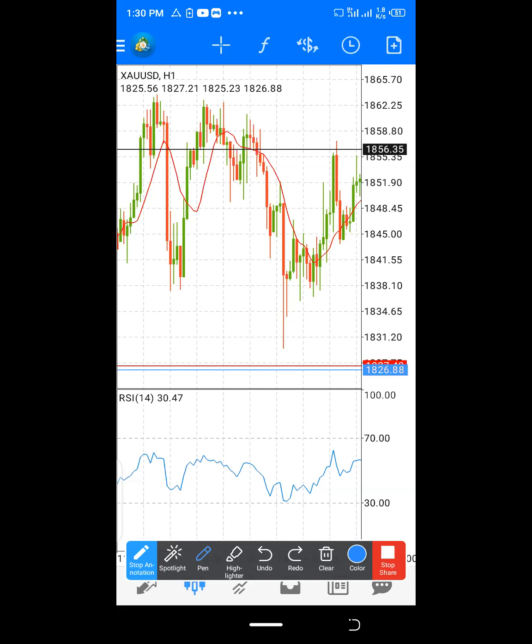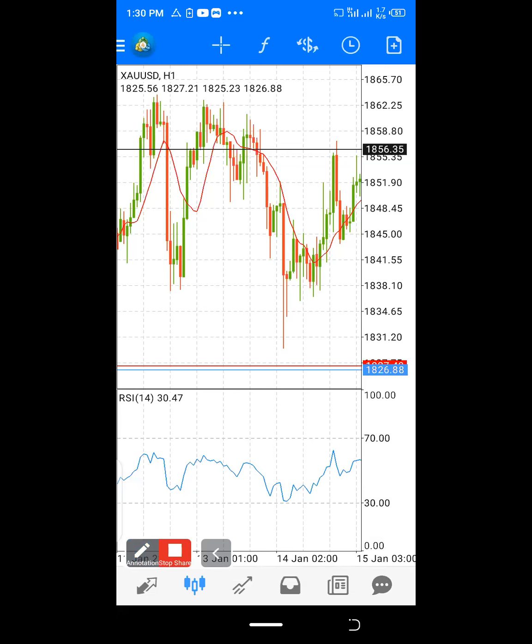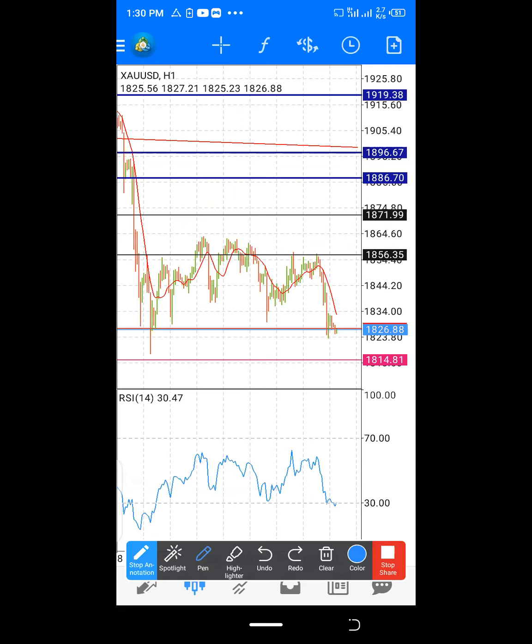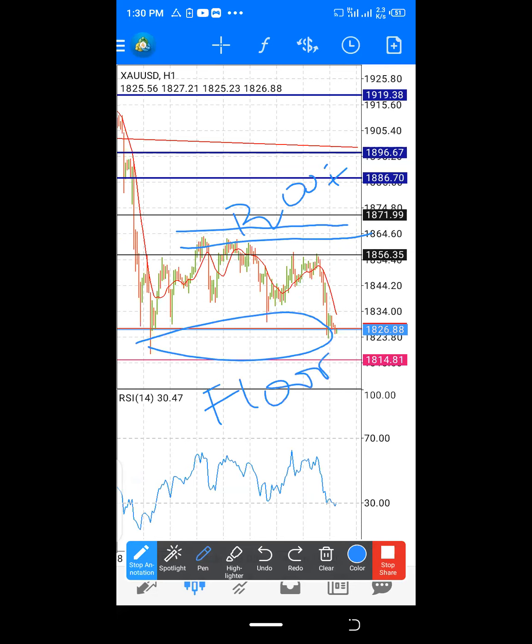All right, so at least with this illustration, you should be able to identify that, okay, at all these points here, you can see this zone. This zone is my roof. All right, this is the roof, and this zone is the floor. All right, so at the floor, I am going to buy. At the roof, I am going to sell.